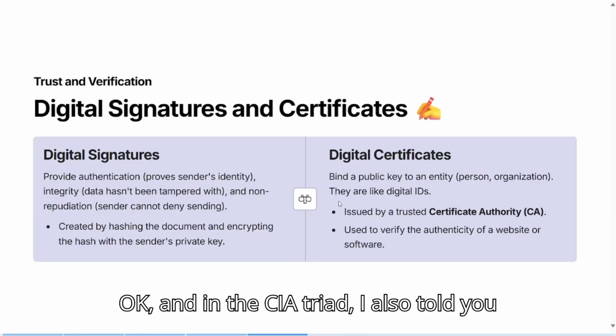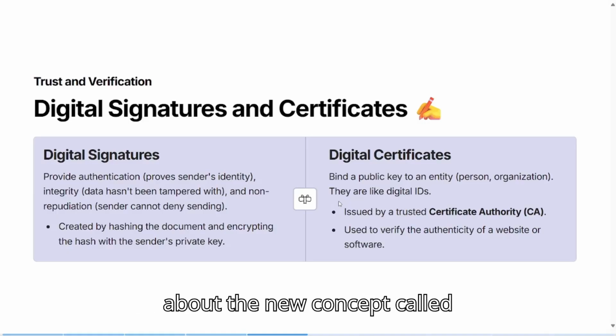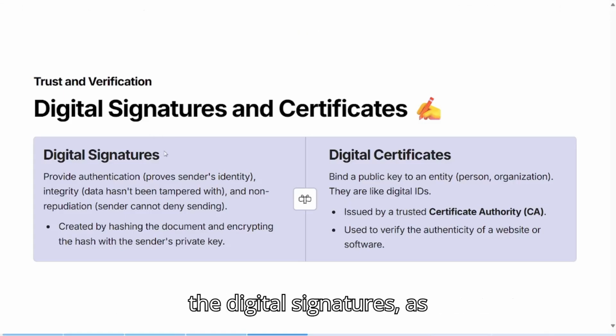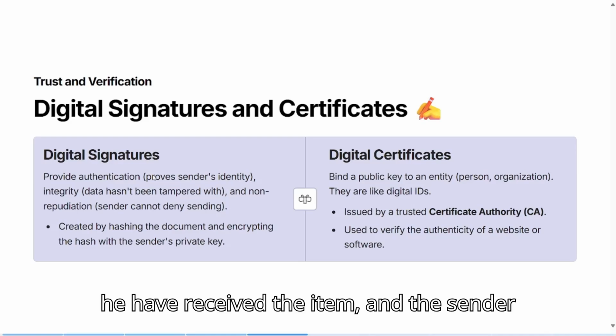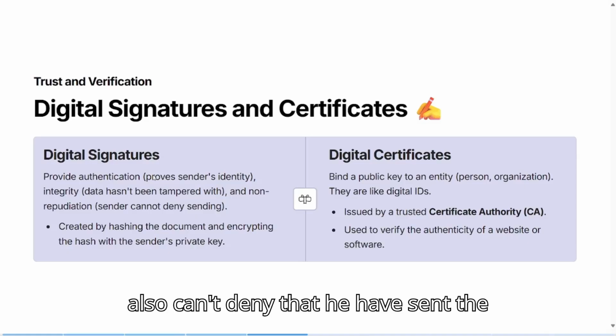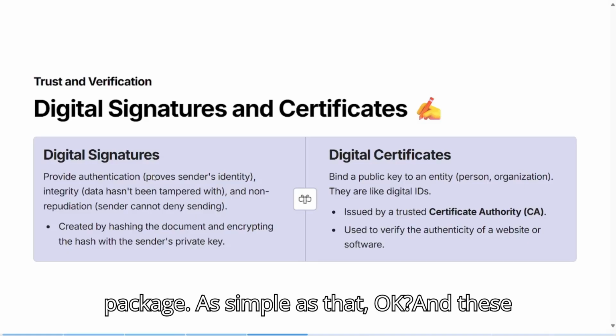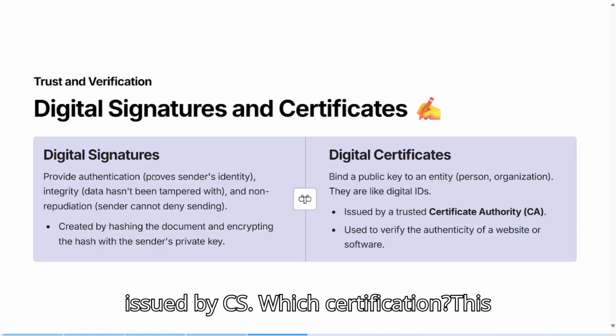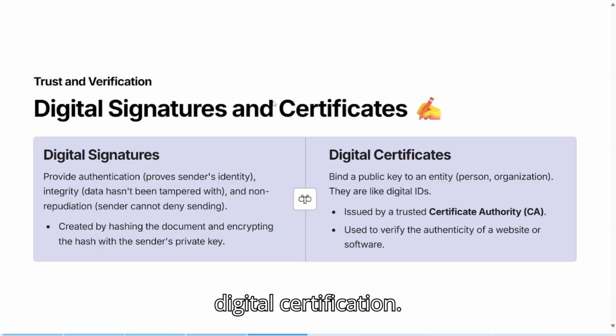In the CIA triad, I also told you about the concept called non-repudiation. This concept also comes under digital signatures, as the receiver cannot deny that he has received the item, and the sender also can't deny that he has sent the package. As simple as that. And these digital certificates are mainly issued by CAs.